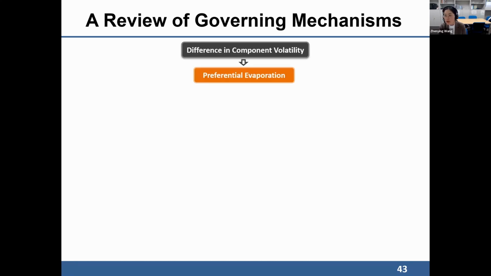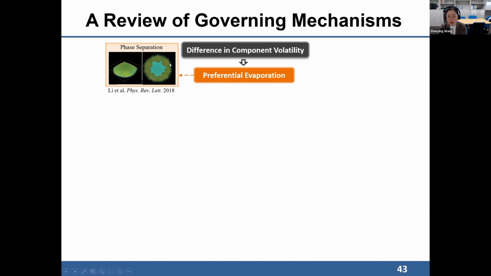So actually, this difference in the volatility of different components will cause preferential evaporation, or concentrated evaporation, near the triple-line region. For example, in this work, they can observe this phase separation inside the droplet due to preferential evaporation of the highly volatile solvent.